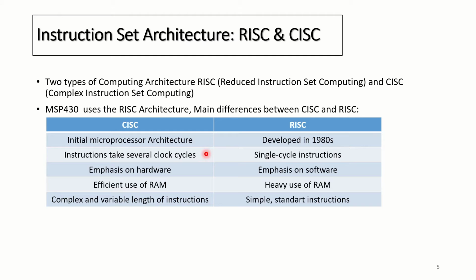In CISC, instructions take several clock cycles, however in RISC there are single cycle instructions. CISC has an emphasis on hardware, while RISC has an emphasis on software. In CISC, we can speak of efficient use of RAM, however in RISC, there is a heavy use of RAM. In CISC, there are complex and variable length of instructions, while in RISC, there are simple and standard instructions.